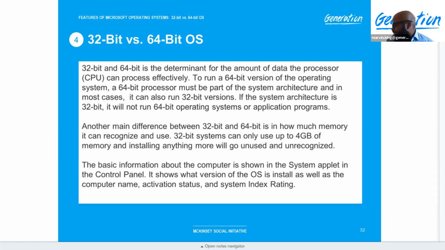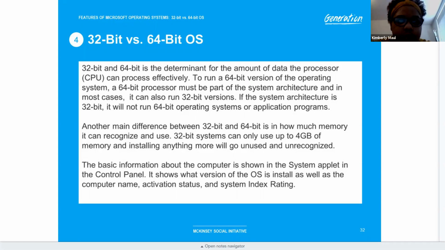I'm going to get someone to read. Kimberly, if you will, for me, ma'am. Sorry, 32-bit and 64-bit is the determinant for the amount of data the processor, the CPU, can process effectively. To run a 64-bit version of the operating system, a 64-bit processor must be part of the system architecture, and in most cases, it can also run 32-bit versions.